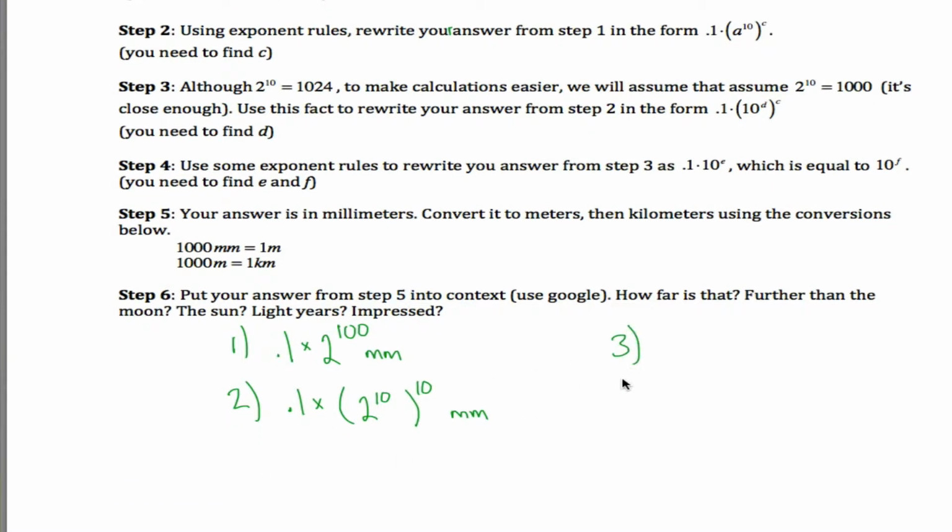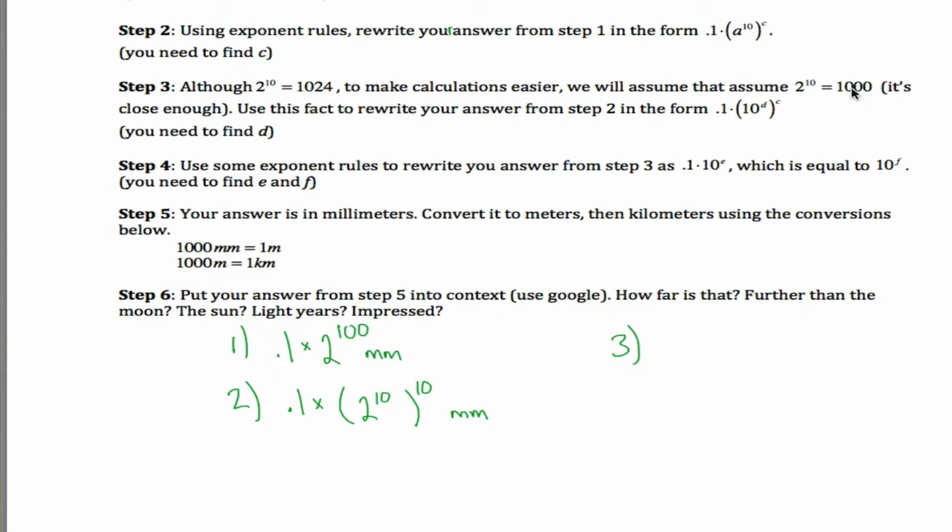Step 3. Although 2 to the 10th power is equal to 1024, to make the calculations easier, we're going to assume that 2 to the 10th power is 1,000. It's close. It's not really 1,000, it's 1,024, but pretend it's 1,000.